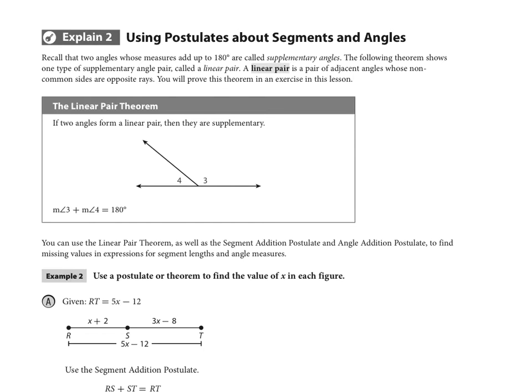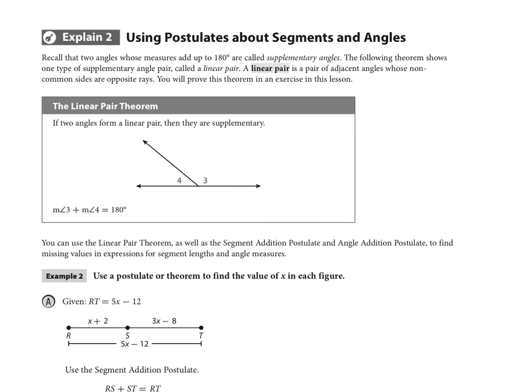a straight line, okay? It's, as it says, a pair of adjacent angles, so here 3 and 4 are these adjacent angles whose non-common sides are what we call opposite rays. Those sides, meaning the side that's not shared between the two, this side right here and this side right here, opposite rays are going to make up the two parts of a line. They go in completely opposite directions. And it says we're going to prove this in an exercise in this lesson.